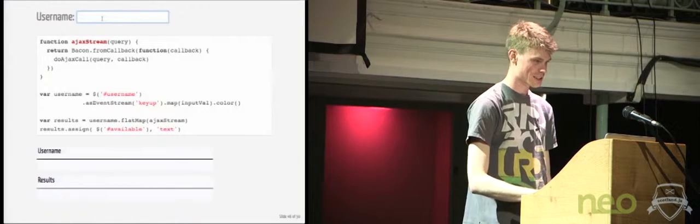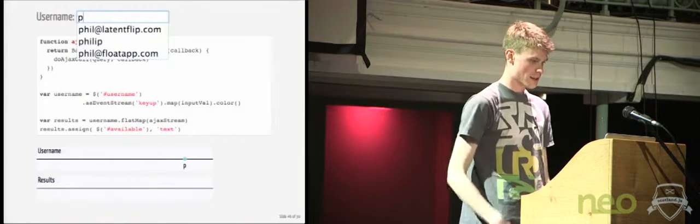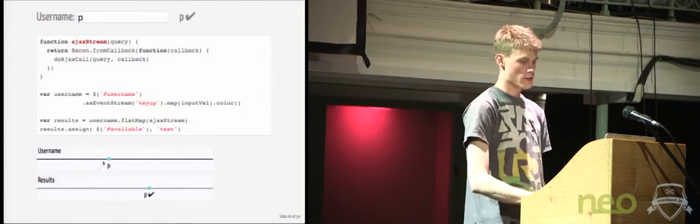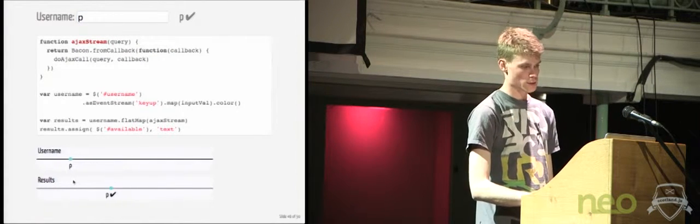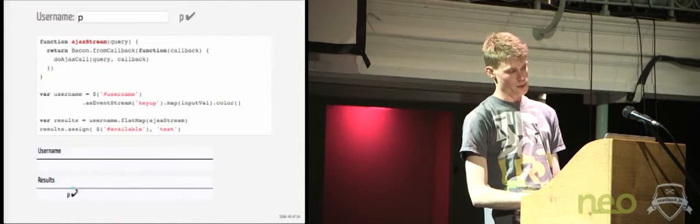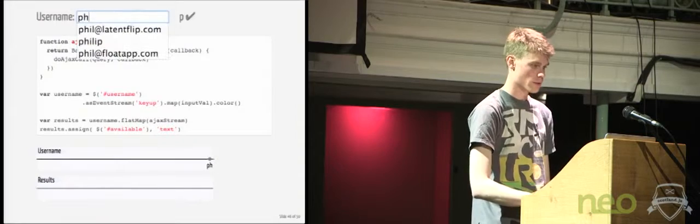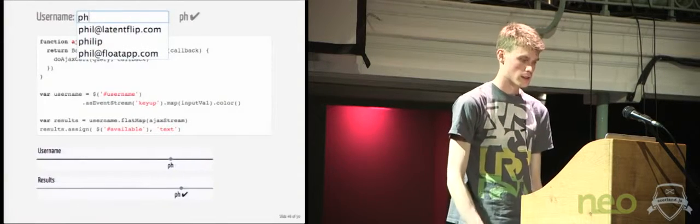So here's what it looks like. I type a P. We create a new event stream, which is the Ajax call for the P. When that Ajax request completes, we'll get a new value pushed onto the result stream. When I type ph, then we get ph.